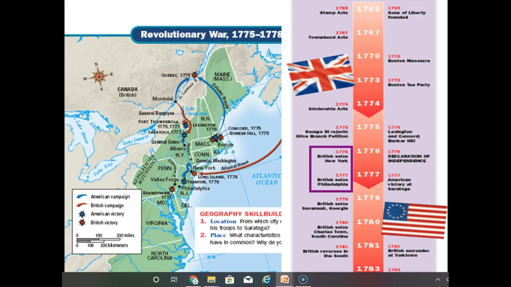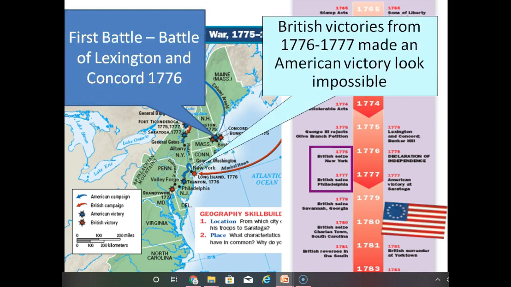There are 3 important battles that you are going to need to know about the Revolutionary War. So if you want to write in your notebook 1, 2, 3, the first of those important battles is going to be the Battle of Lexington and Concord. The Battle of Lexington and Concord was in 1776. It was known as the first battle of the Revolutionary War.